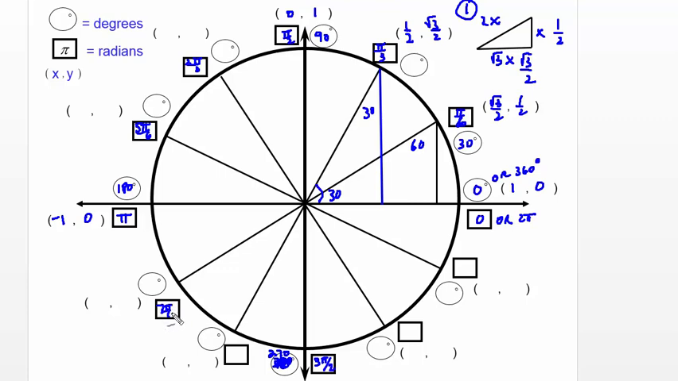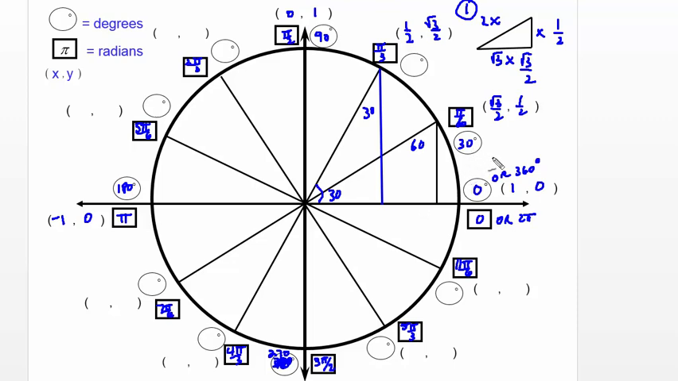7 pi over 6. 8 pi over 6 reduces to 4 pi over 3. 9 pi over 6 is the 3 pi over 2. 10 pi over 6 reduces to 5 pi over 3. And 11 pi over 6 completes the radians. Of course, you go back to 12 pi over 6 and you're at 2 pi. So I like to count in radians by sixes, or by fours if it's a 45, 45, 90 right triangle, and we've almost got everything filled in.